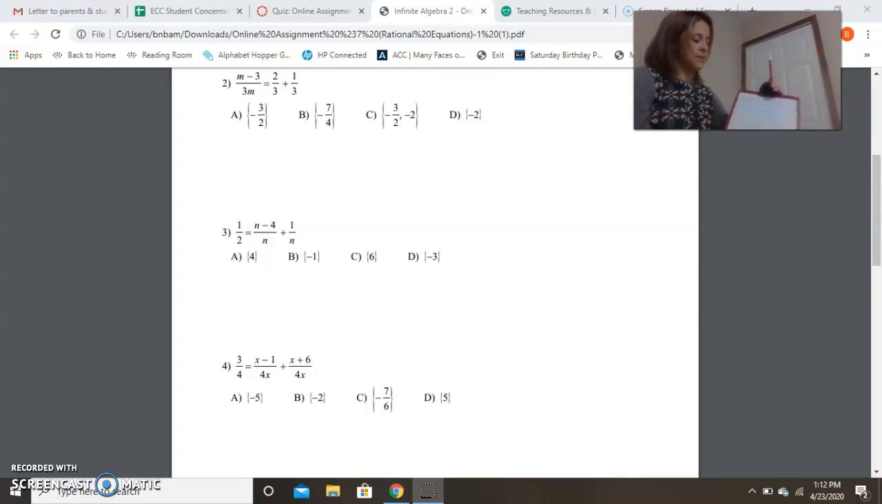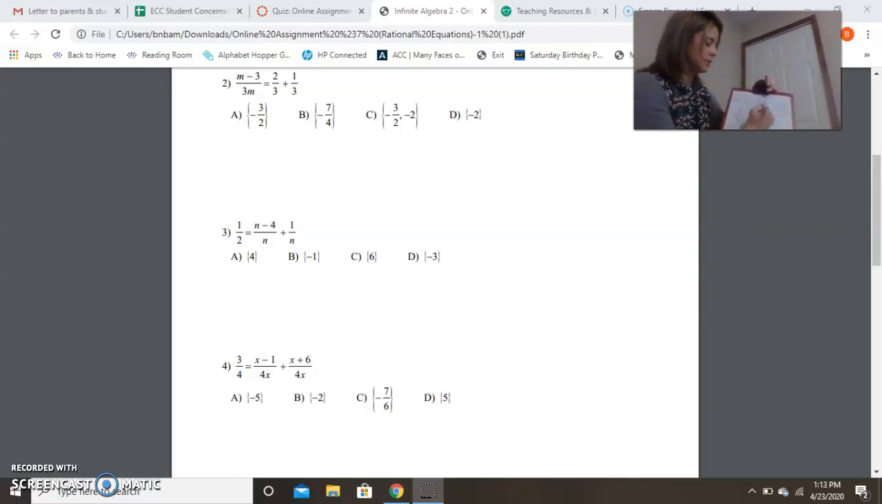Let's do this. All right, so then number 4, we've got 3/4 equals x minus 1 all over 4x plus x plus 6 all over 4x. Okay, so again, we've got a common denominator here on the right-hand side of the equal sign. So we can combine these.